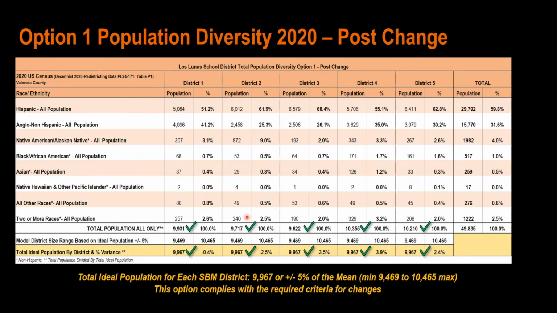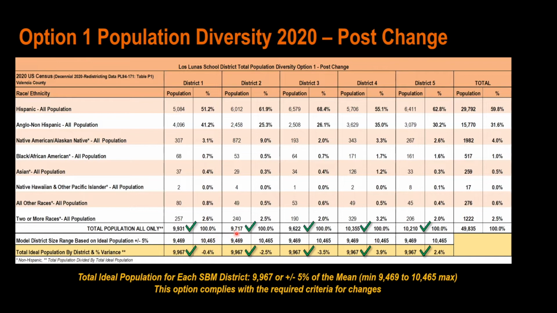So then we check where our population sits once we've made these changes. District 1 now increases to 9,931. And when we compare that against the ideal, we're at 9,967. And so we're only 0.4% below that ideal. And so we are also within our range of 9,469 to 10,465. So we're in good shape.